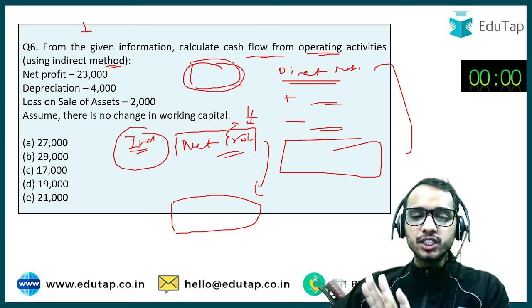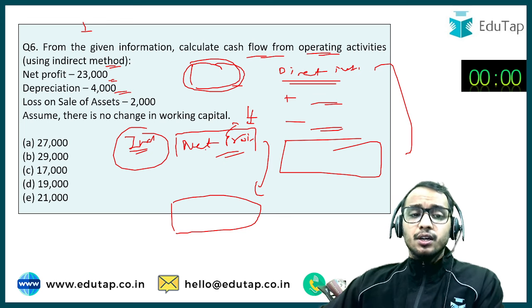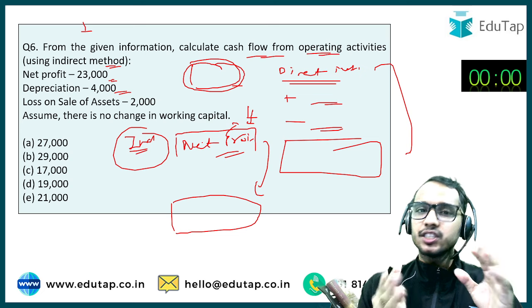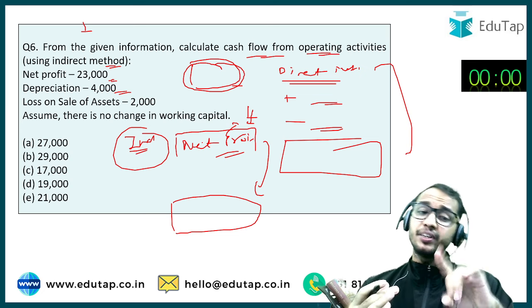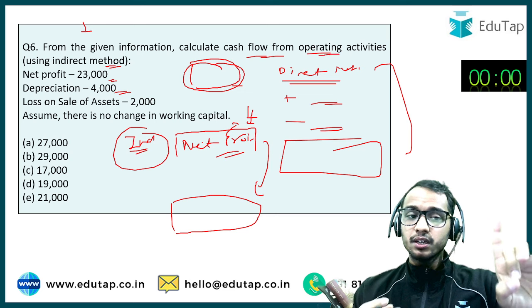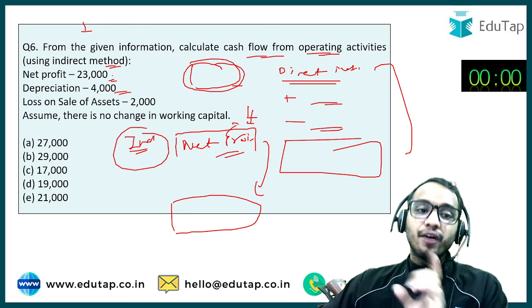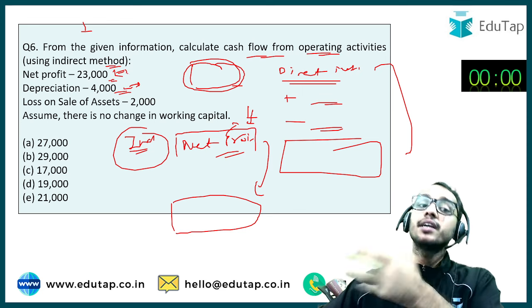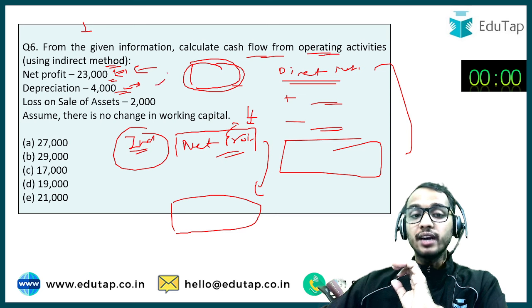Simple enough, logical enough. Now let's read out the question. It says net profit is 23,000, easy. Depreciation is 4,000. Now understand it very carefully. Depreciation is an expense, non-cash expense, right? Now depreciation would be charged in the PL account to get to the net profit amount. So that means while you have calculated this net profit, this depreciation is already deducted while calculating this net profit. So you have to adjust this.